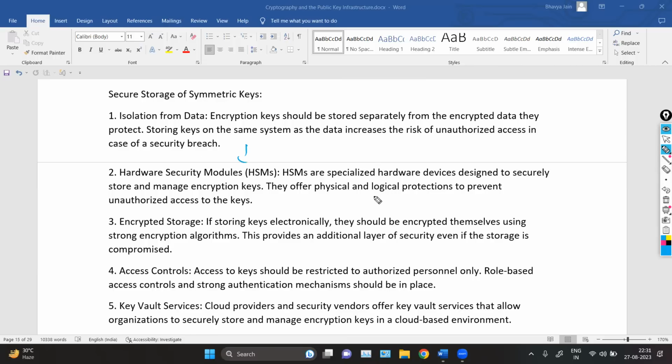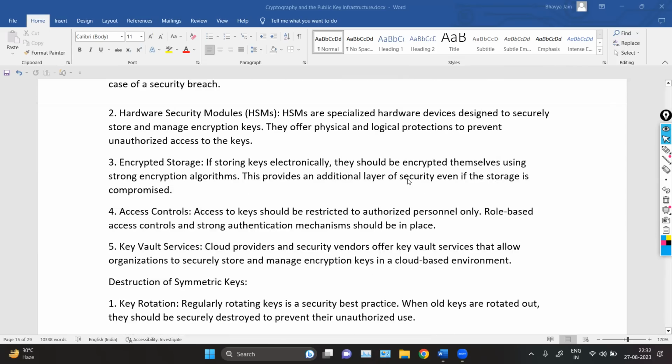Then we have hardware security modules. HSMs are specialized hardware devices designed to securely store and manage encryption keys. They offer physical and logical protection to prevent unauthorized access to the keys. Just think about our architecture: a physical architecture where we are implementing the logical program and protecting the entire system with the help of a physical device.